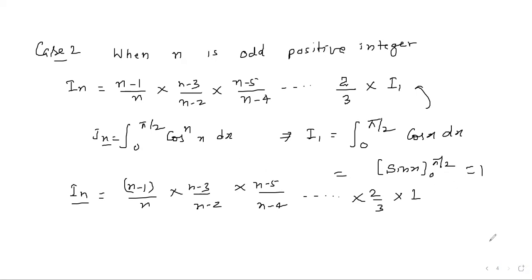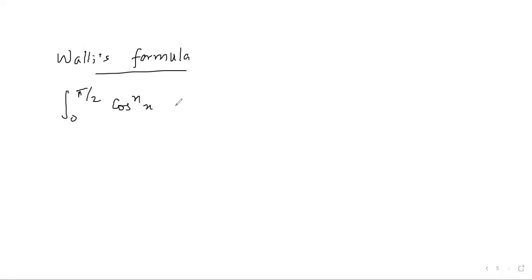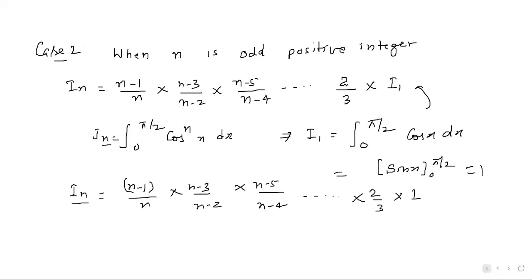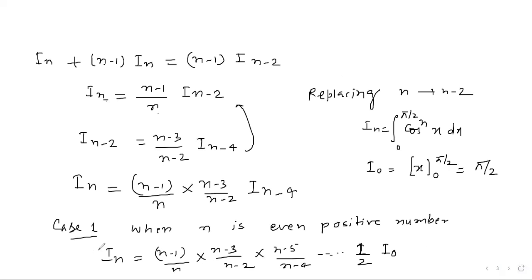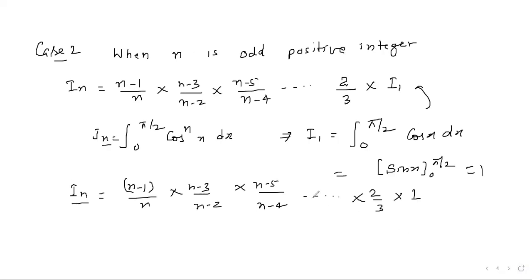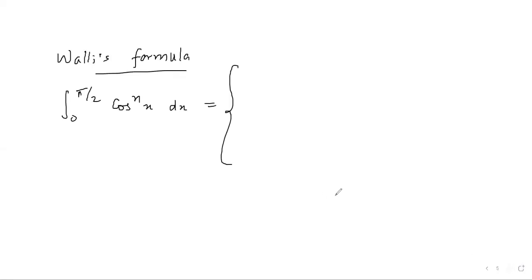So we can write in short, Wallis's formula: the integral from 0 to pi by 2 of cos power n x dx. We have seen all the cases: when n is an even positive integer, we have got this, and when n is an odd positive integer, then we have got this. So these two results can be written together.